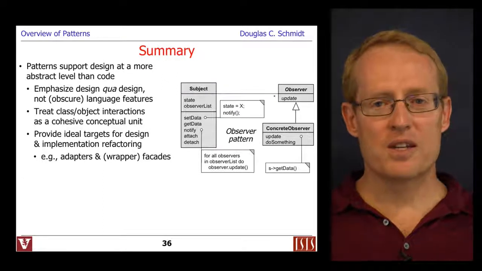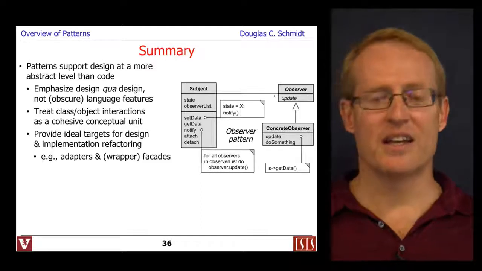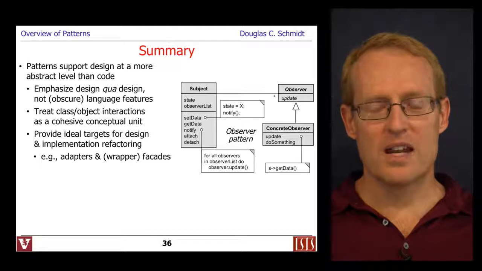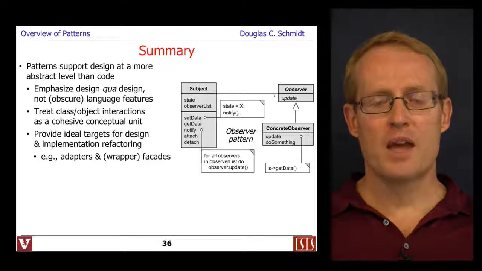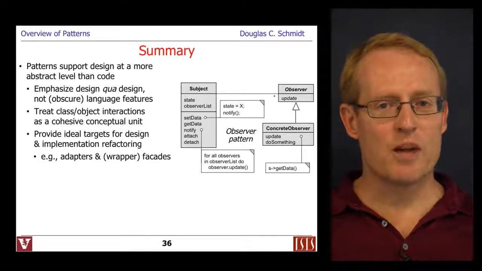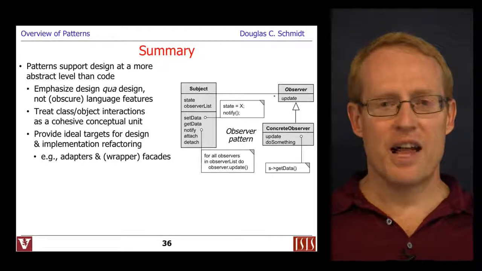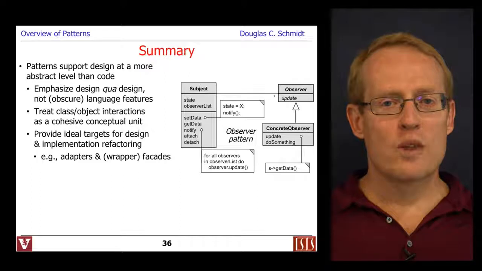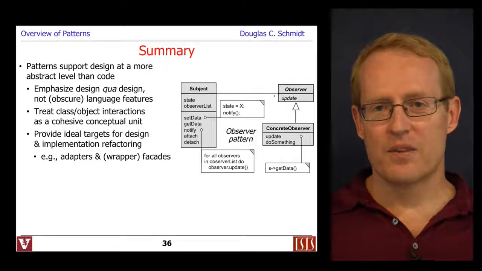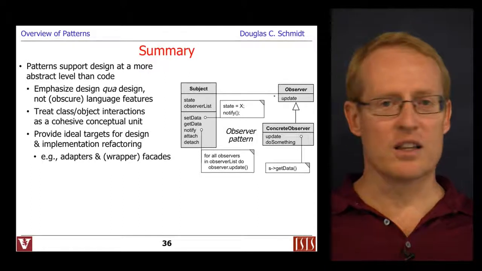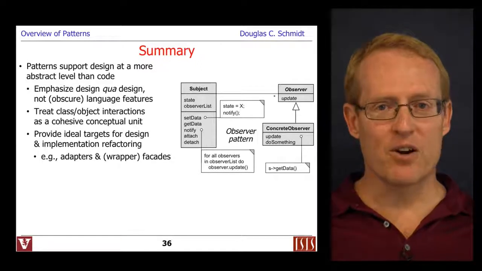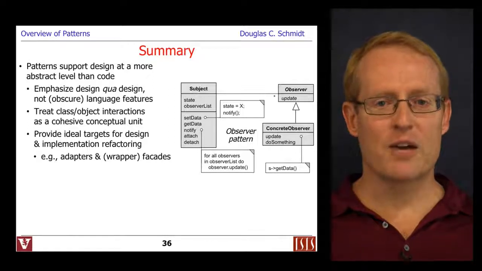They help to describe the design as the design, as opposed to getting mixed up in relatively low-level and tedious and obscure language features. For example, you can talk about the observer pattern and think about it totally in a language-independent way without having to be concerned as to whether the subject keeps track of the observers as a linked list or an array or some other type of container. That design decision, that implementation detail can be left for later.